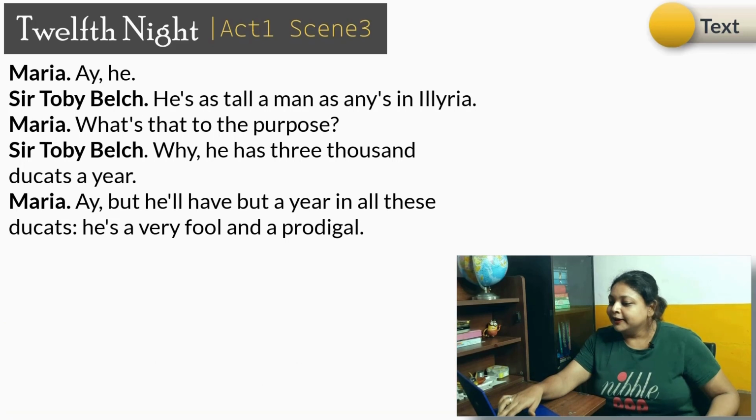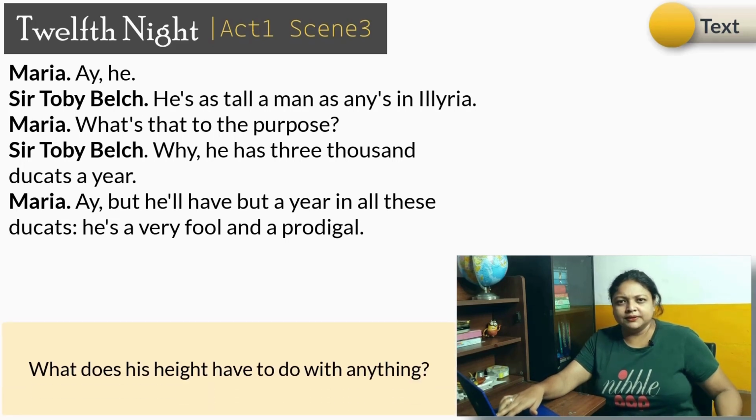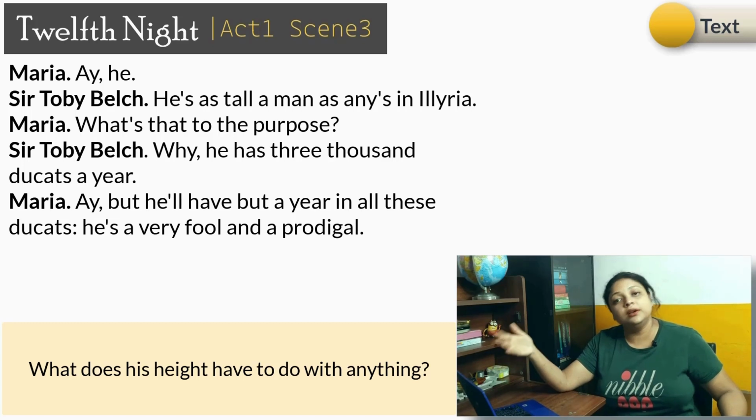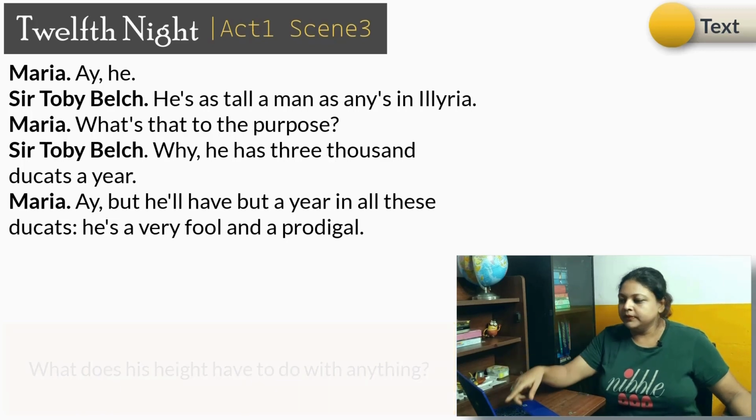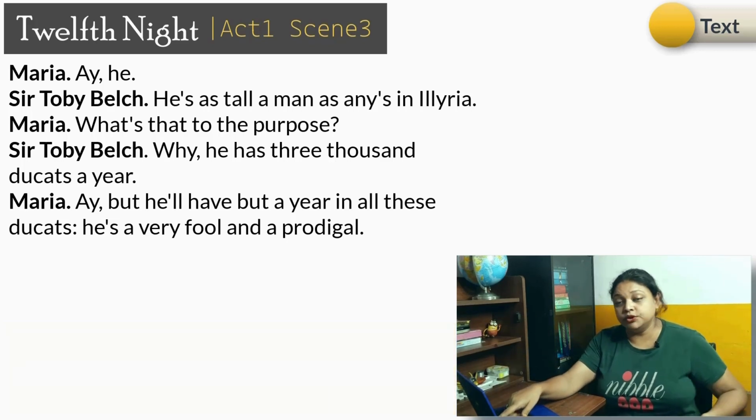God knows. What is that to the purpose? So what? He is as tall as any man in Illyria. Now, Maria takes the word tall in its literal sense. She feels that he is as tall as anybody in Illyria, so what will I do with it? Why? He has 3,000 ducats a year.